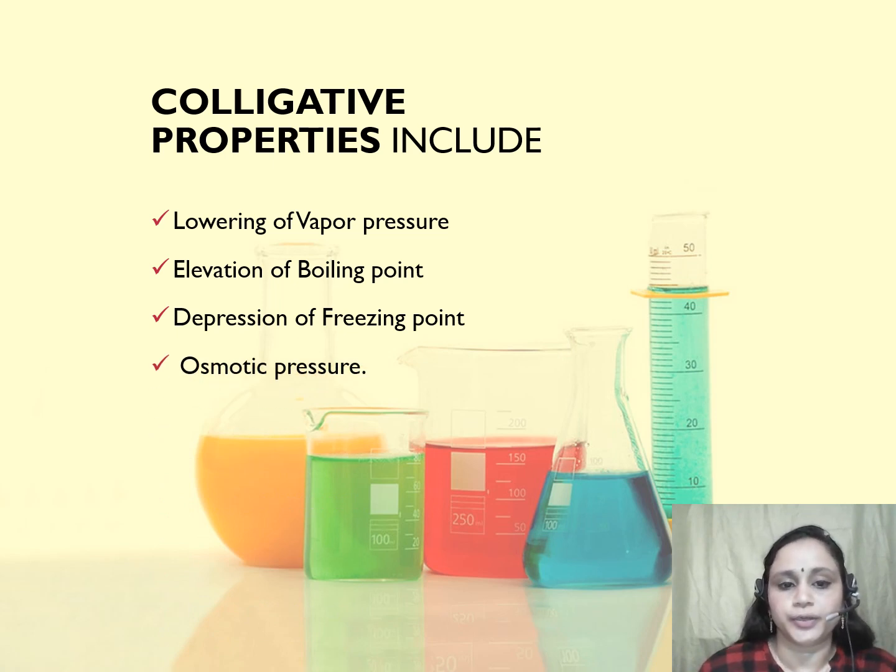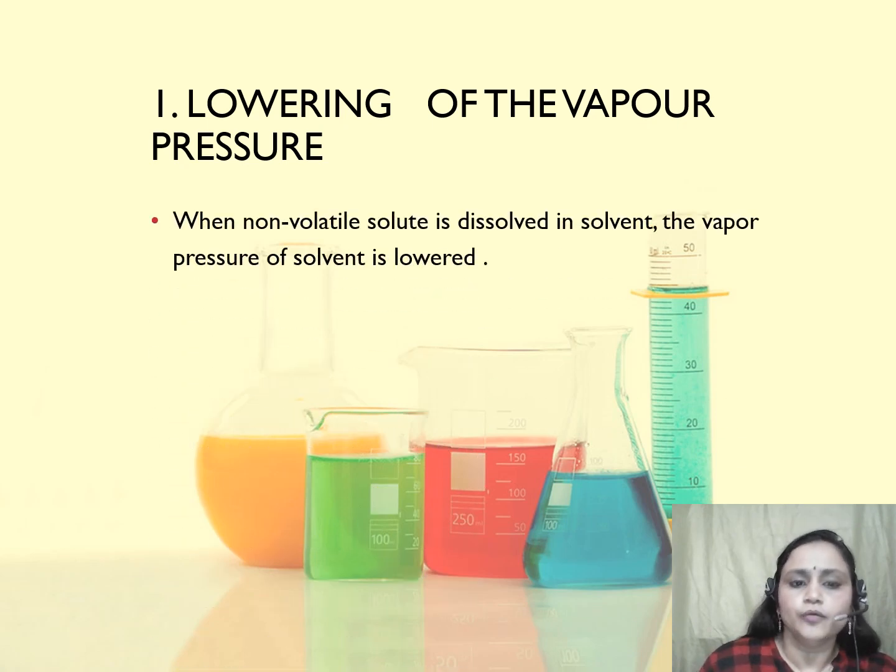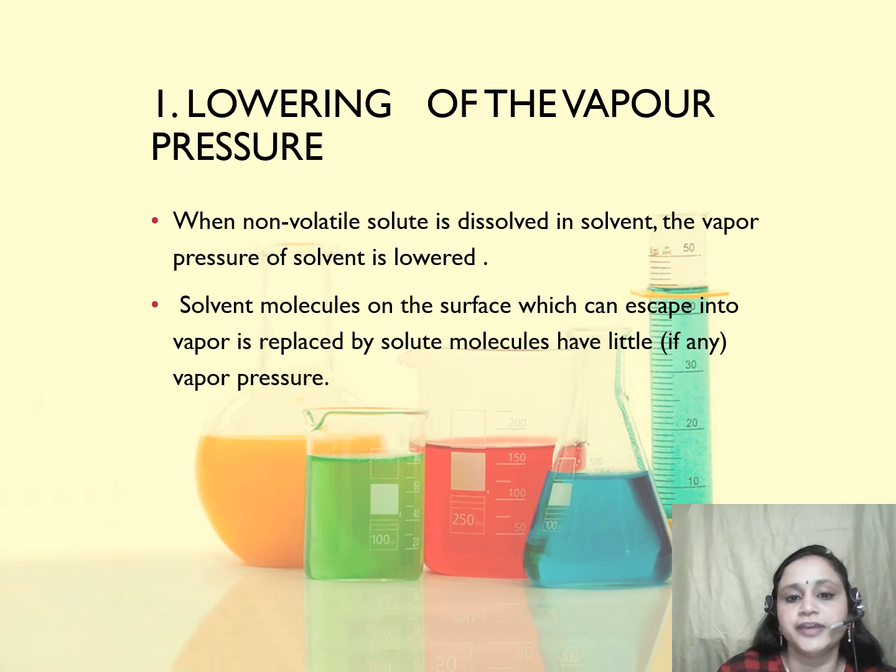These properties depend only on the number of particles and not on the specific type of component used as a solute. We will be studying lowering of vapor pressure as a specific topic today. Whenever we add a non-volatile solute to a solvent, the vapor pressure is lowered. Just now I explained that each solution has a vapor pressure and it depends upon its surface area. So when a non-volatile solute is added, the surface is now occupied with the non-volatile solute.